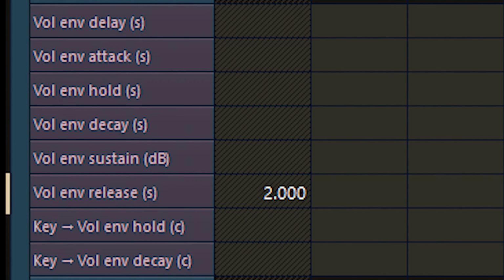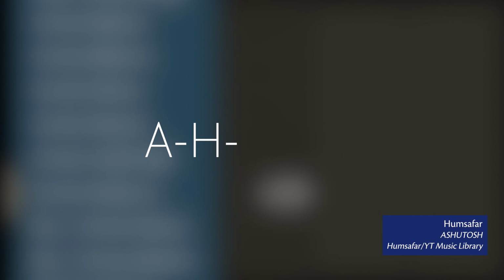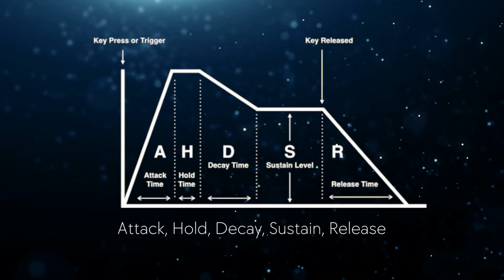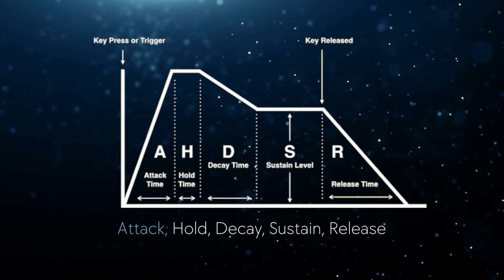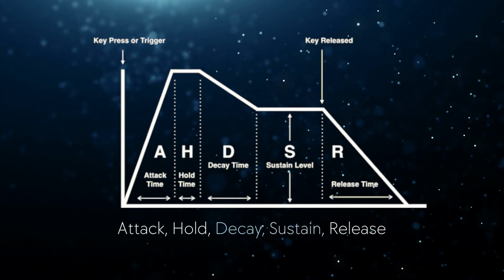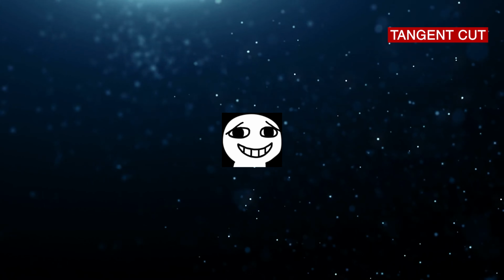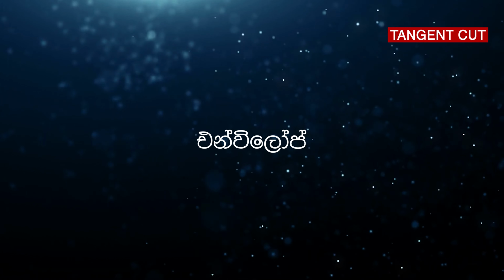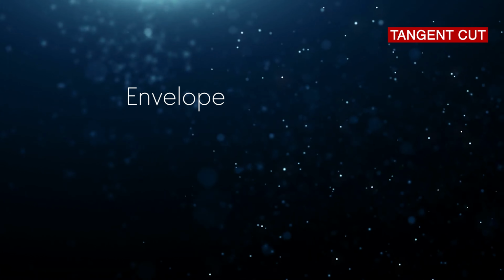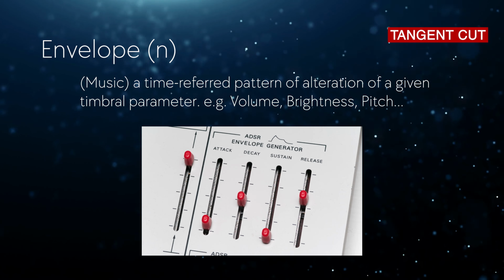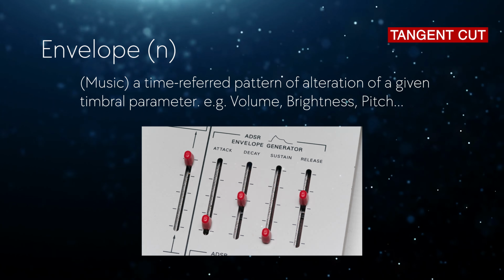The following bunch of parameters stand for the volume envelope, and it's a fully fledged AHDSR envelope. This AHDSR acronym stands for five phases: attack, hold, decay, sustain, and release. In case you're feeling left out with this strange word envelope, envelope stands for a pattern of volume filtering or pitch alterations through time.